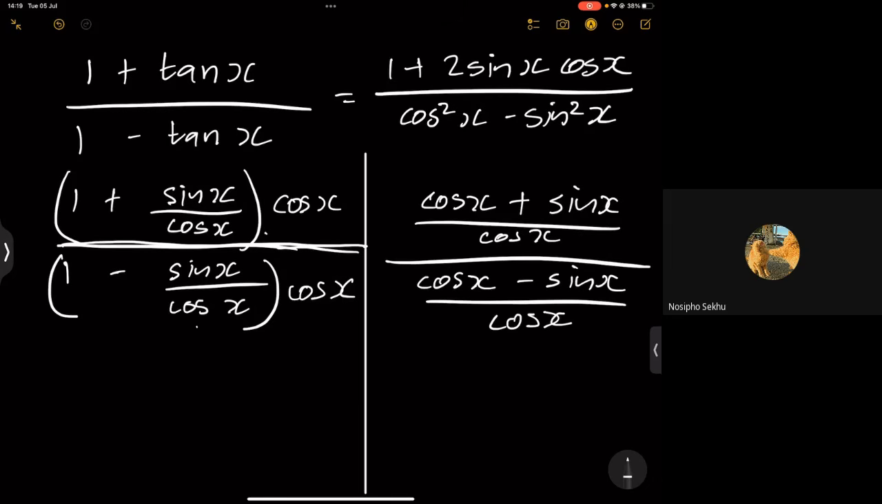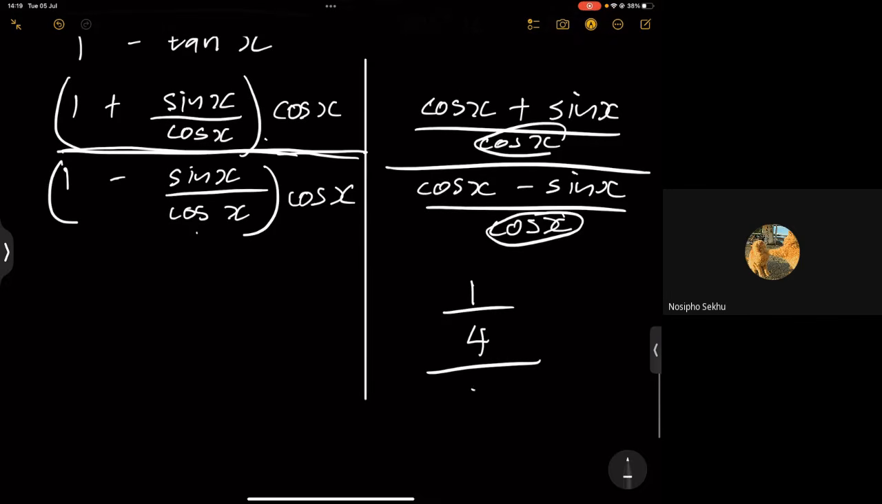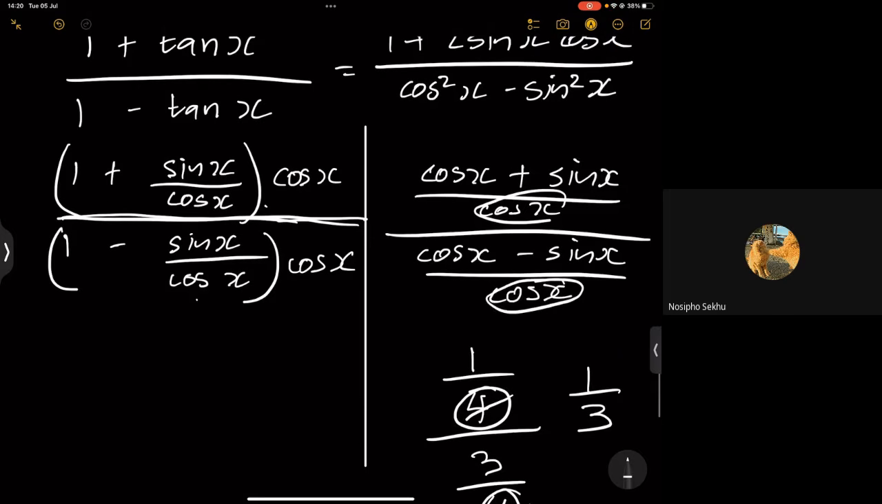I hope you guys know that when you've got two fractions with the same denominator, for instance, if I have 1 over 4 divided by 3 over 4, you see that the denominators are the same, right? So I can drop down the denominators, and this fraction would simply be equal to 1 over 3. Okay, so that's what I would have done there. I would have dropped down those denominators. I've got cos x sine x, and I've got cos x minus sine x.